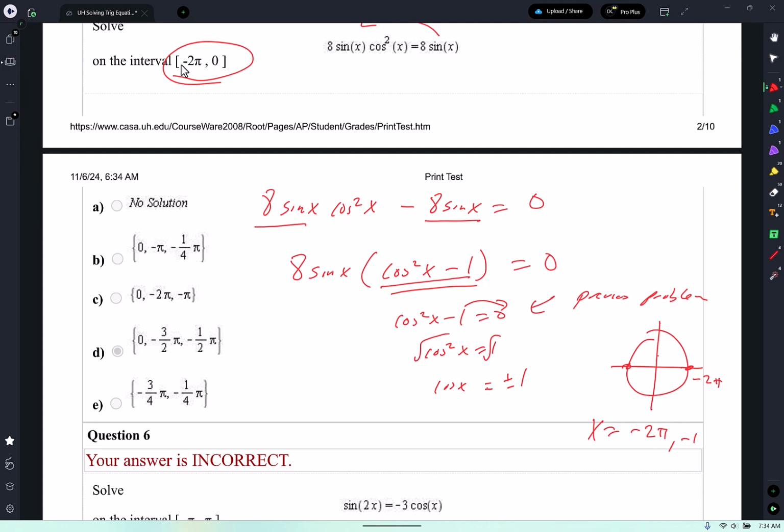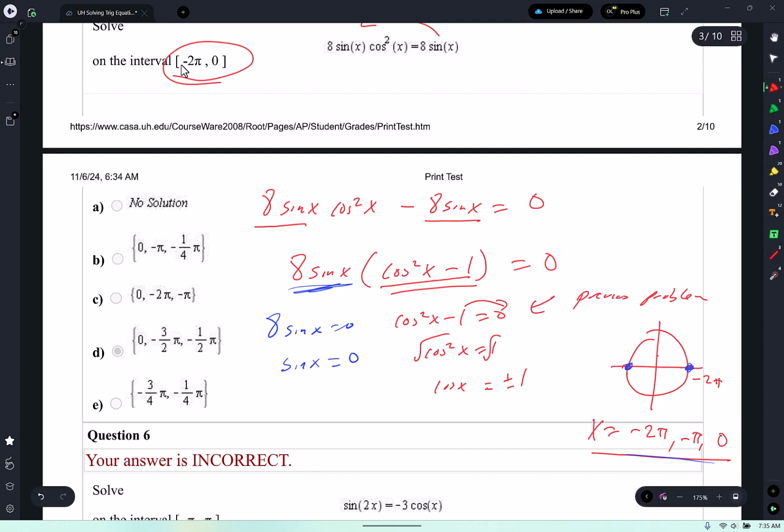So negative pi is another answer. And then I keep going. 0 is another answer. So there it is. Those are my 3 answers. Yep, 0's in there. And then focus on the 8 sine x. And where is 8 sine x equal to 0? Divide by 8, wherever sine x is 0. Or you can also think about it as 8 times 0 is 0, right? Well, sine x happens to be 0 at these locations as well. So because sine x is 0 at those locations as well, it's my same solutions. So I'm looking for negative 2 pi, negative pi, and 0.